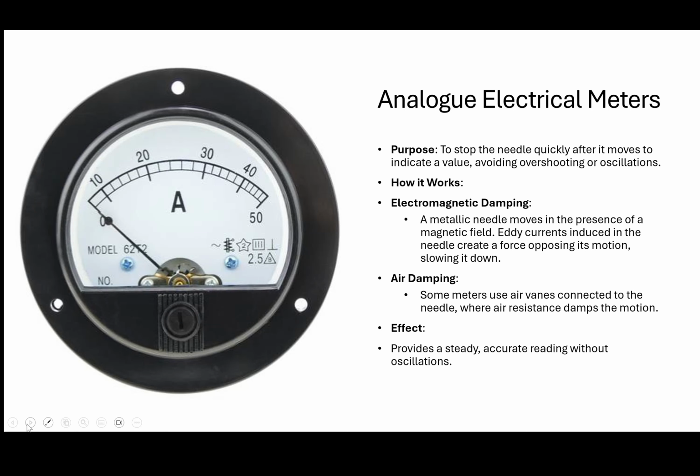We also have over damping here in analog electrical meters. For example, when we're using our multimeter, ammeter or voltmeter, the needle uses damping to stop quickly after it moves to indicate a value. If the needle moves to 20 and then continues to oscillate, we won't be able to read it. We don't want the pin to continually oscillate. We want it to stop exactly on a value, so we use damping there as well.